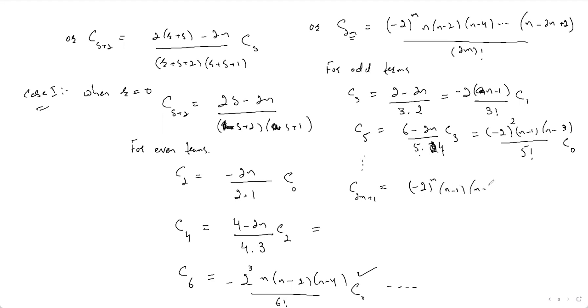Yes, obviously this is c1 instead of c0. So n minus 1, n minus 3, and so on up to n minus 2m plus 1, the last term, then 2m plus 1 factorial, because we have 5 factorial here, we have a term 2m plus 1, then c1. So this is the general term. So you can obtain all these coefficients from this, right?